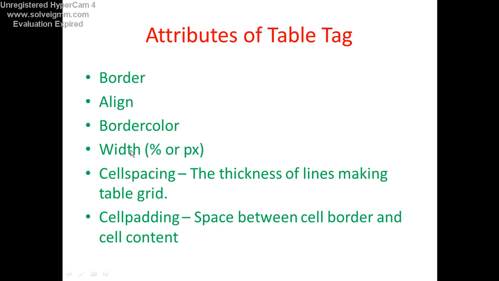Now we are going to make a table grid having some borders, right? The thickness between the lines is your cell spacing. Cell padding means the space between the cell border and the cell content. Whatever data you have entered in your table, the space between the cell border and that data will be your cell padding.